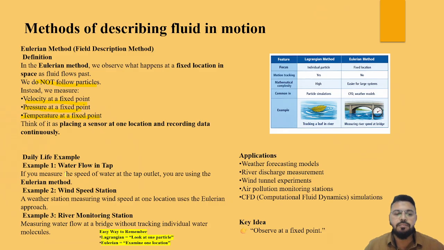So daily life examples are water flowing from a tap. If you measure the speed of the water at the tap outlet, you are using the Eulerian method. Wind speed station: a weather station measuring wind speed at one location uses the Eulerian approach. Third is a river monitoring station, measuring water flow at the bridge without tracking individual water molecules.